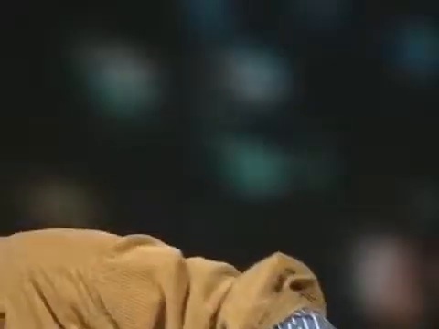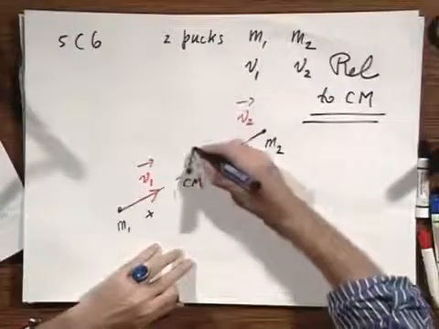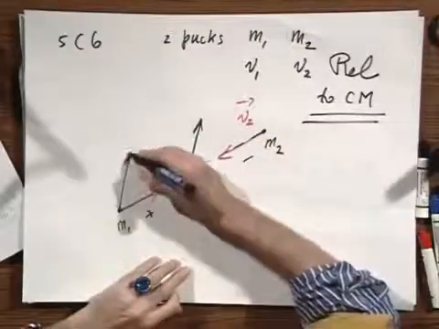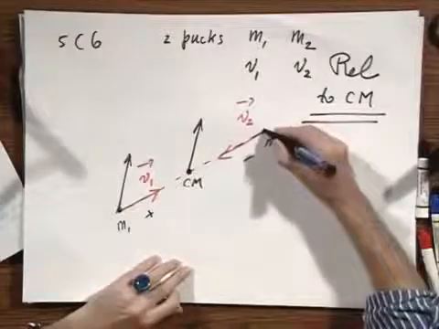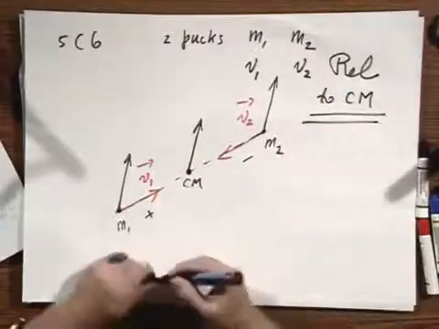But now I will come back to the question, what do I see in the frame of reference of my laboratory? And for that, I have to add now the velocity of the center of mass in the laboratory. And let's assume that the velocity of the center of mass in my laboratory is like this. So all these velocities have to be added to this one, to the center of mass, and to this one.